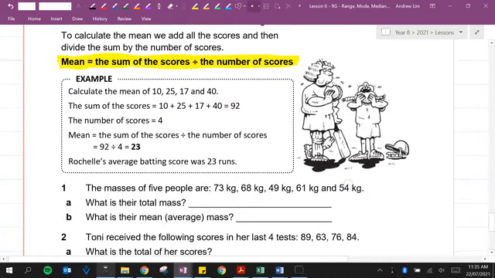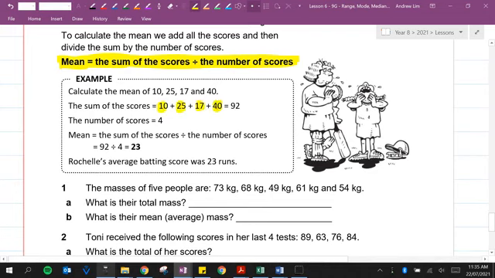Alright, let's have a look at this example. Calculate the mean of 10, 25, 17, and 40. Mean means average, so we've got 10 plus 25 plus 17 plus 40 is 92. How many scores did we add together? How many numbers did we add? We added 1, 2, 3, and 4 numbers.